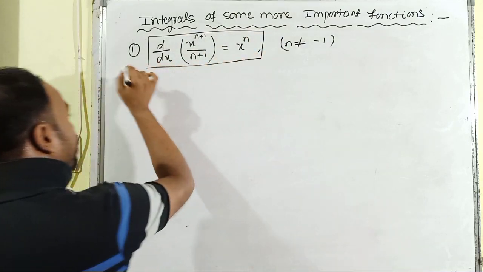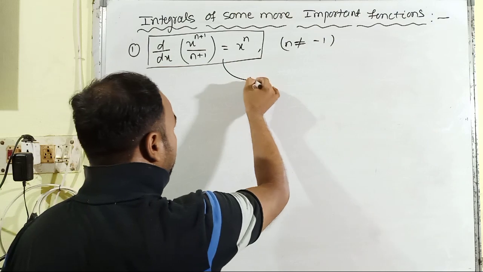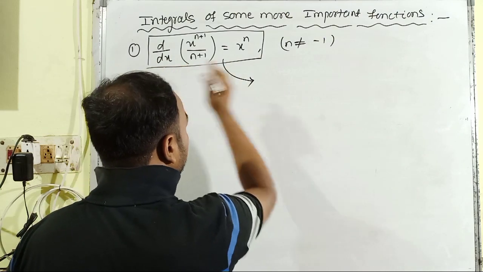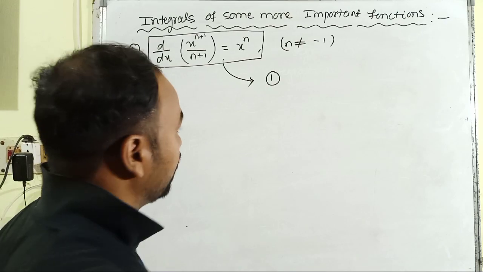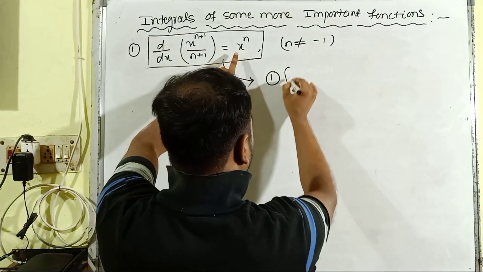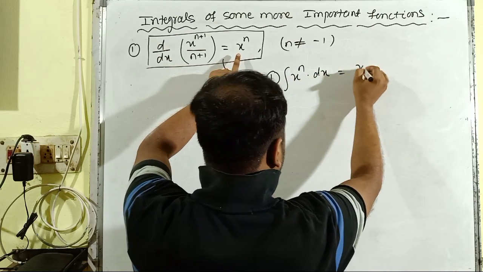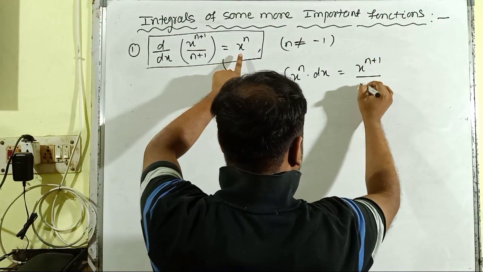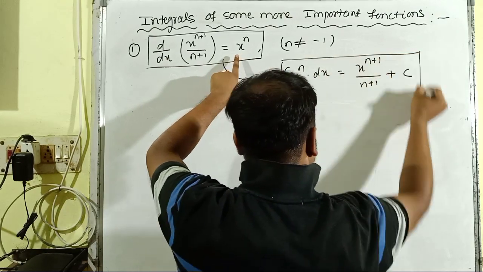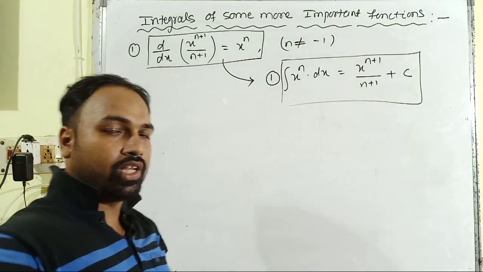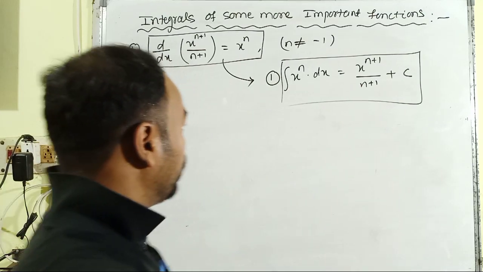First of all, we have to prove this. If this happens in the derivative case, then the process of integration says that the integral of x to the power n with respect to x is equal to x to the power n plus 1 divided by n plus 1 plus the constant of integration. Don't forget to write down the constant of integration, otherwise it will hamper your marks in your examination.